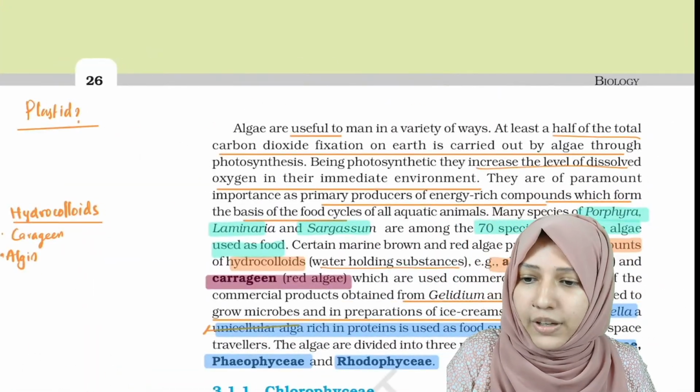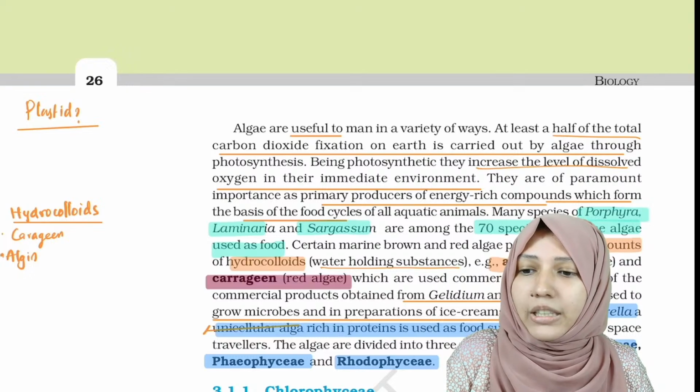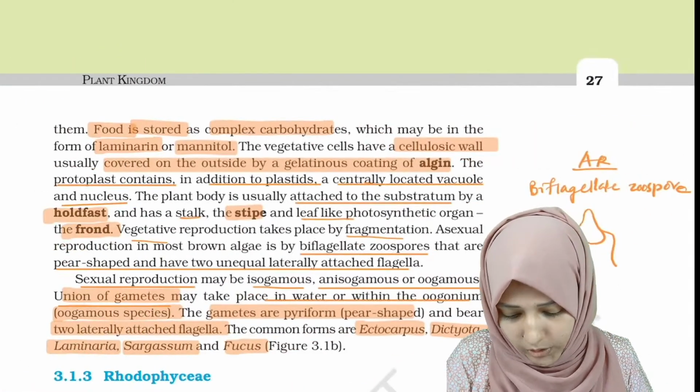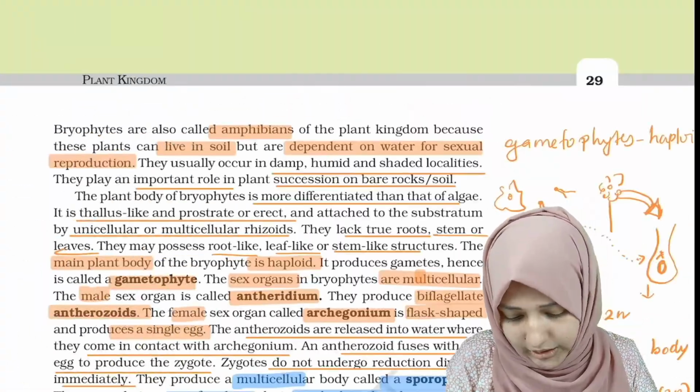Yesterday we covered Bryophytes and Algae, and today we will be covering Pteridophytes, Angiosperms, Gymnosperms and the previous year questions. Okay, now let's start with Pteridophytes.